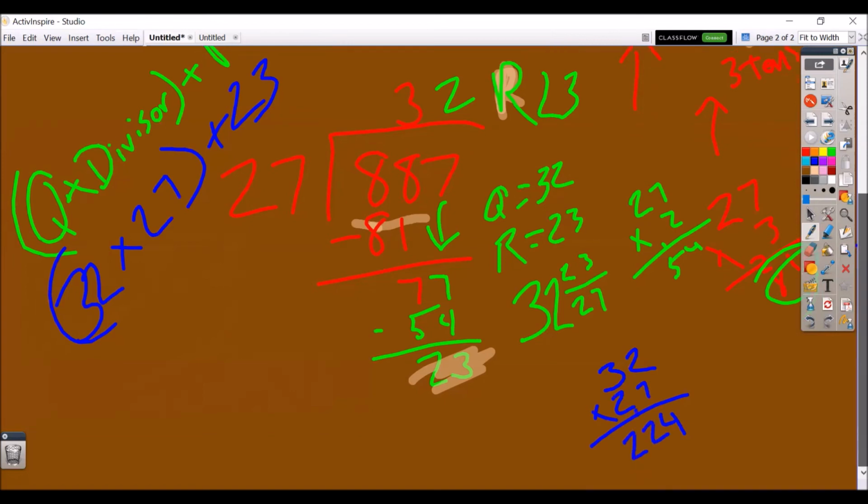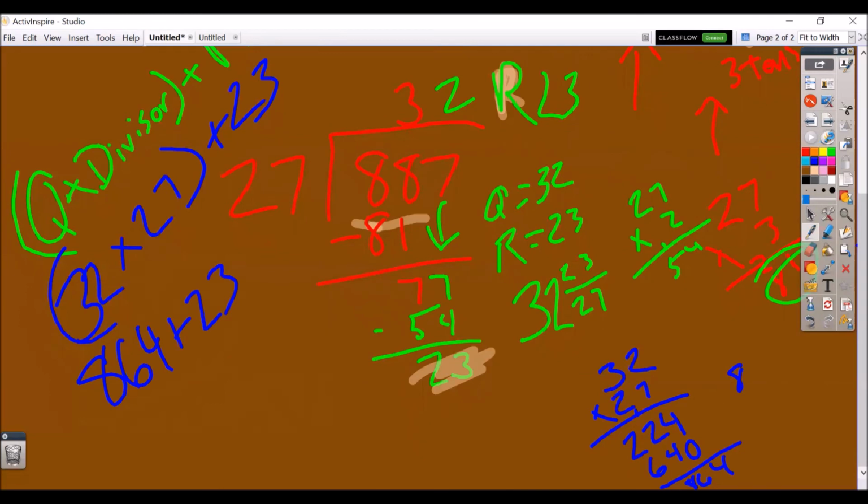Let me scroll down so I have some more room. Place my 0. 2 times 2 is 4. 2 times 3 is 6. Let's add it up. 4, 6, 8, 864. Let me put that over here. 864. Now I'm going to add my 23. Well, I can do that in my head because there's no regrouping.